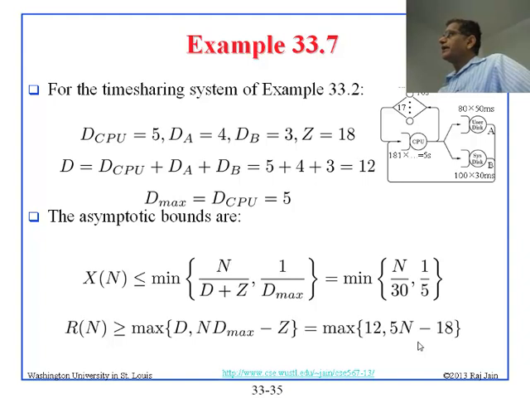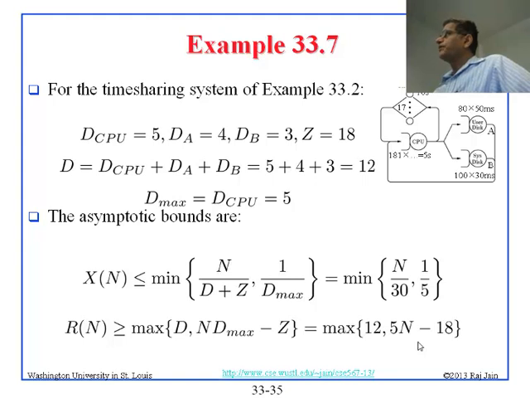That means minimum of N divided by D. D is 12 plus Z. Z is 18. 12 plus 18 is 30. N upon 30, comma 1 upon 5, where D max is 5. So that is the formula for the throughput bound. For response time, it has to be more than the maximum of these two: D, capital D, is 12, and N times D max is 5, so 5 times N minus Z, which is 18.